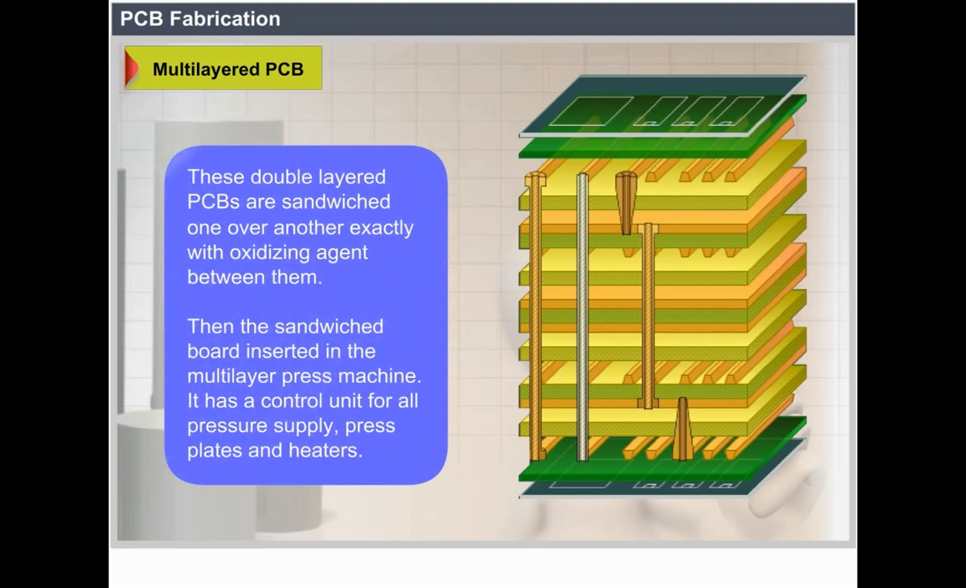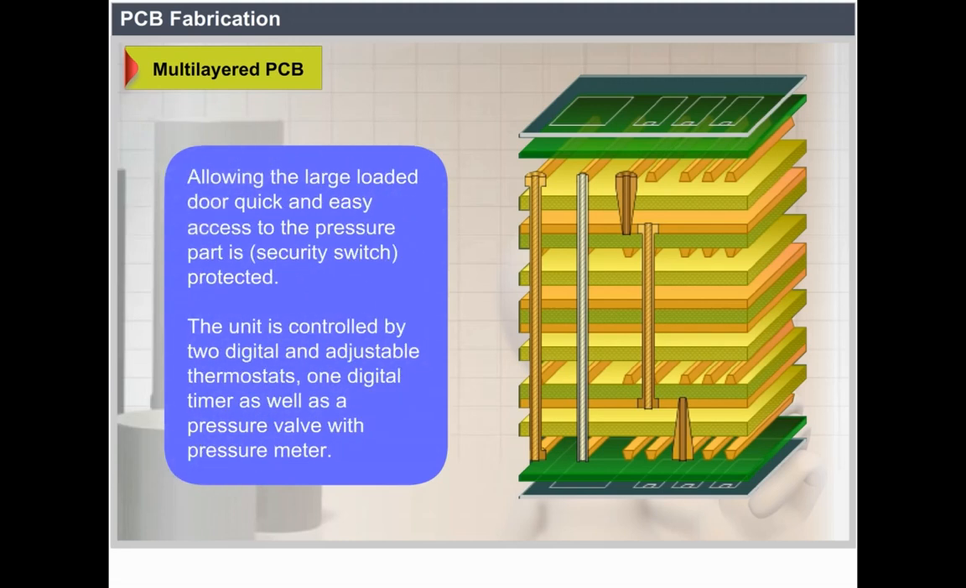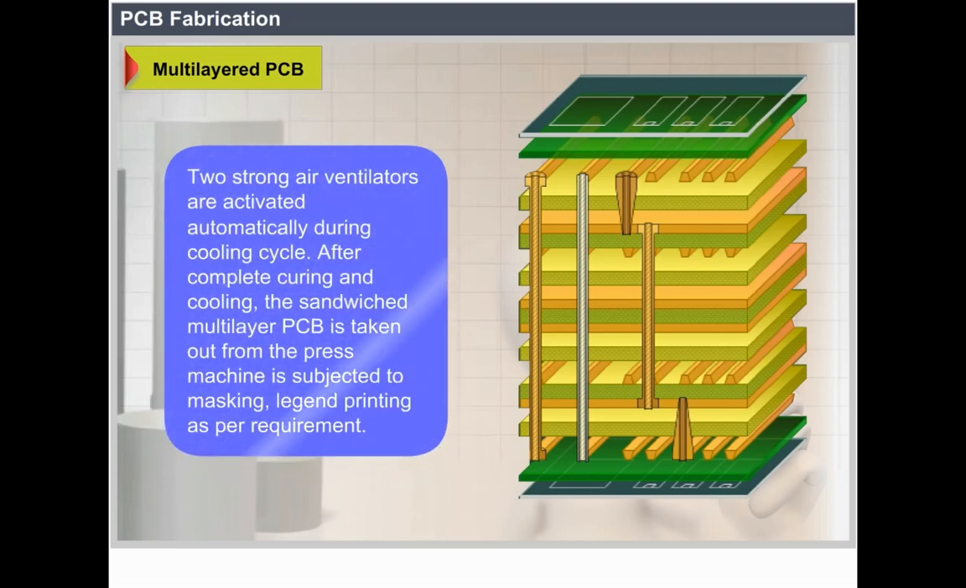It has a control unit for all pressure supply, press plates and heaters. The large loading door that allows quick and easy access to the pressure part is security switch protected. The unit is controlled by 2 digital and adjustable thermostats, 1 digital timer as well as a pressure valve with pressure meter. 2 strong air ventilators are activated automatically during the cooling cycle.